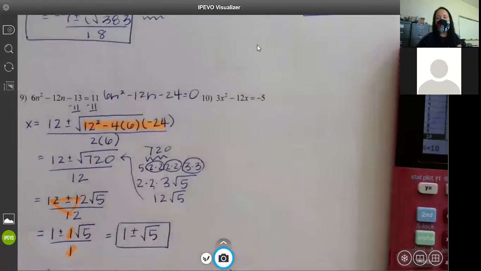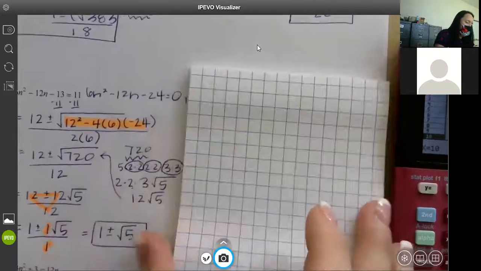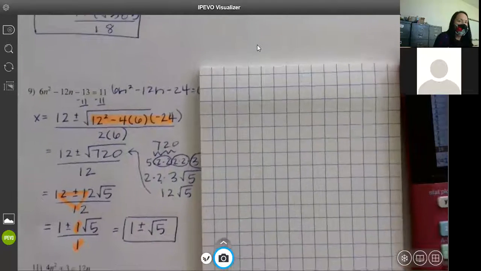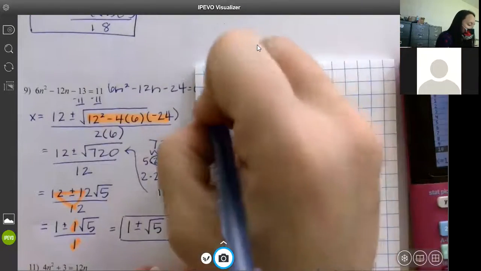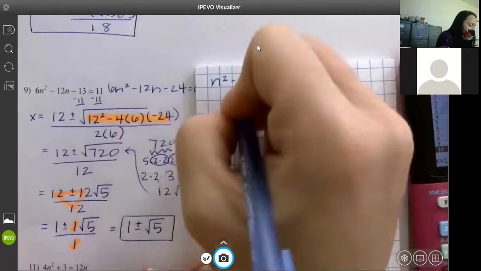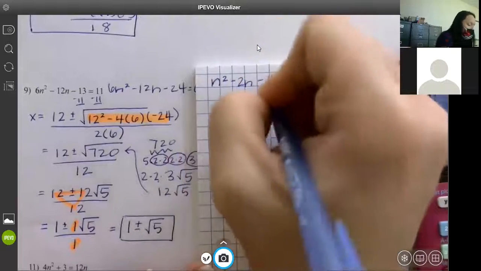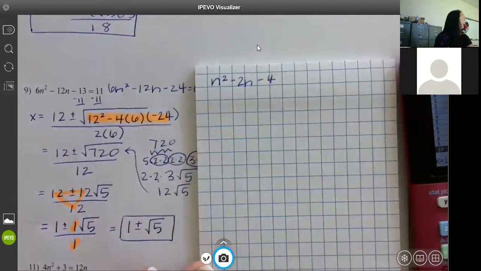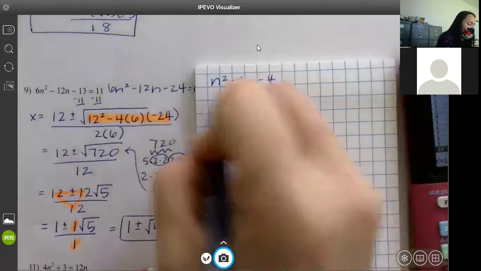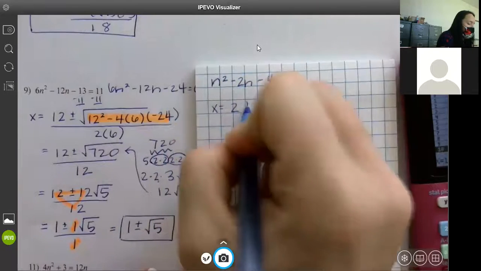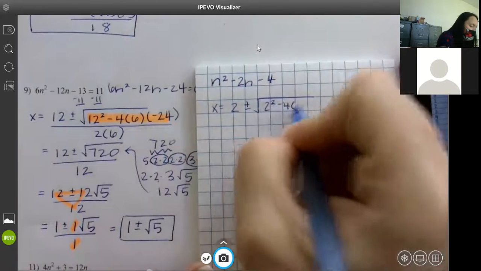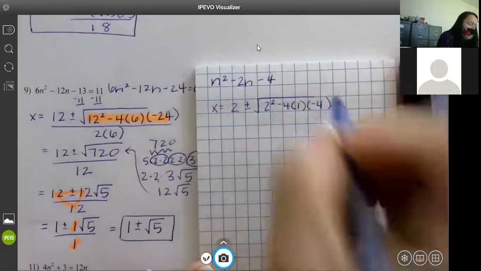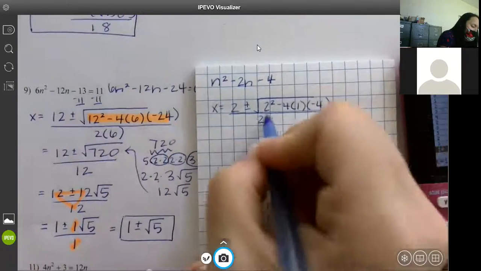All right. Just to show you this one, you told me in the very beginning it had a GCF of what? 6, 12, and 24 has a GCF of 6, which would leave me with n squared minus 2n minus 4, right? You can use those numbers and it makes your numbers a little bit easier. X equals negative b. You don't have to do this, just watch. B squared minus 4ac all over 2a.